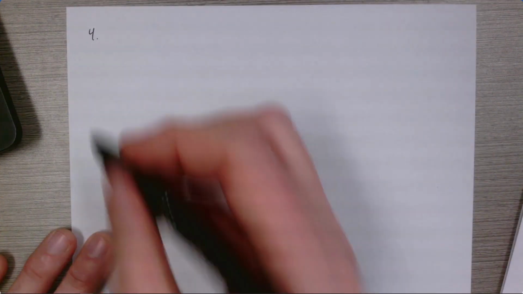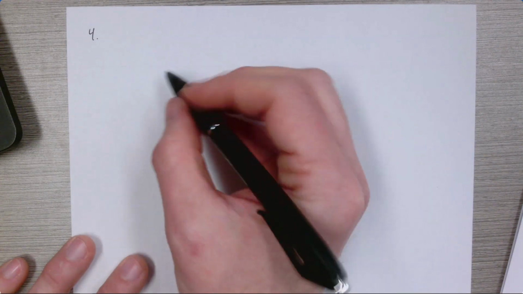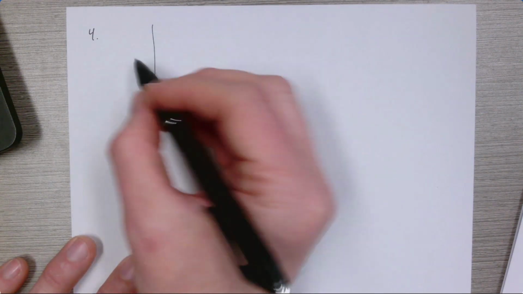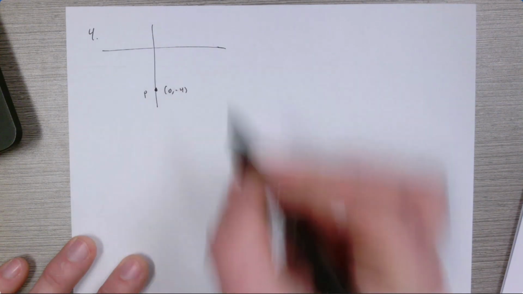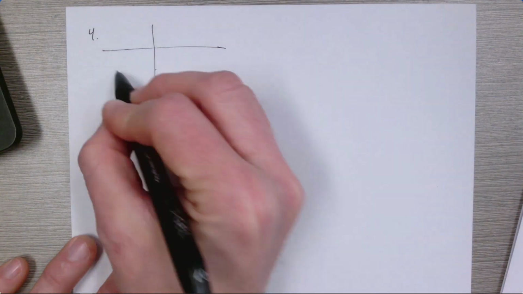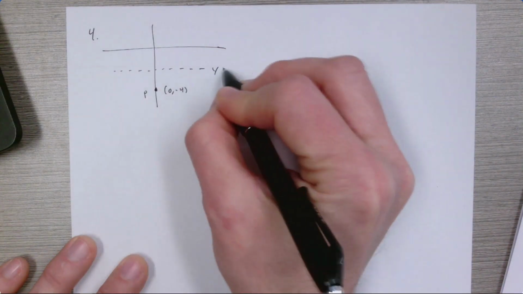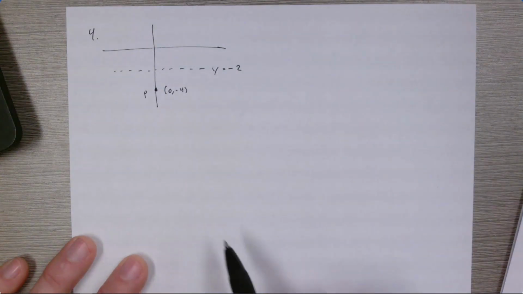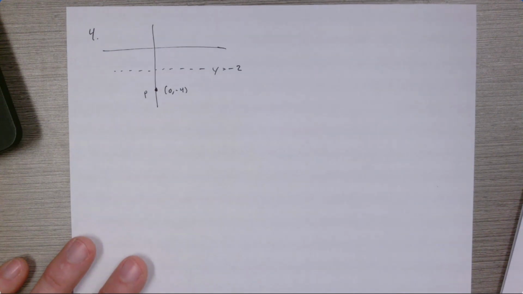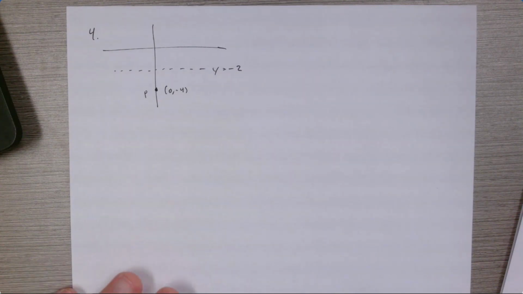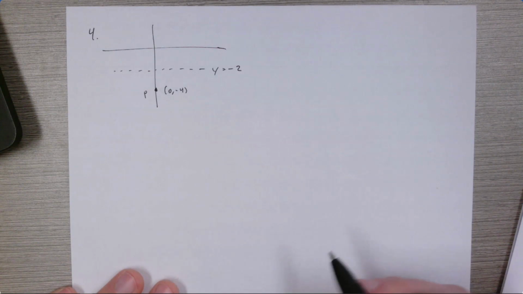All right, let's do problem 4. So we've got a point P at 0, negative 4. So let's draw that. So that's P. And we've got a horizontal line at y equals negative 2. And let's have D1 be the distance between a point x, y and the point P. Sorry, here my problem is written poorly. Give me a second. Okay, I'm back. So D1 is the distance to point P, D2 is the distance to the line.